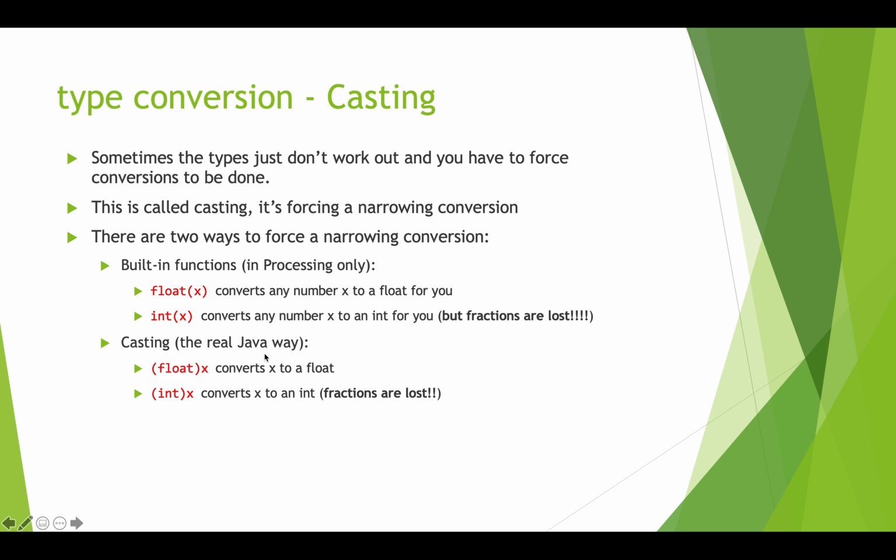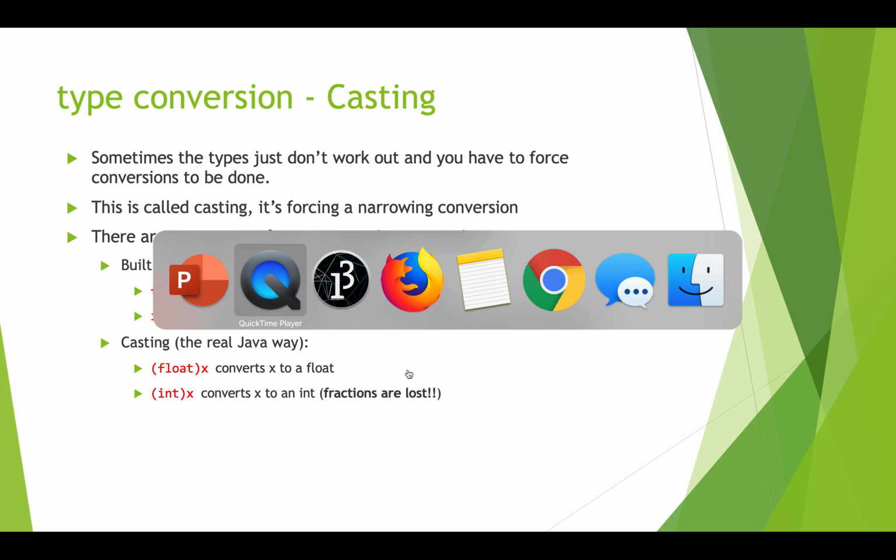And there's another way to do this, which is the Java casting way. Here we take the type that we want it to become, we put that type name inside of brackets and put it in front of the thing that we want to convert. Okay, so we're going to look at an example in Processing to see what this looks like.